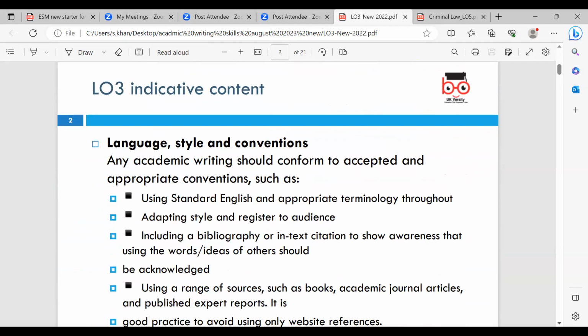Any academic writing should conform to accepted and appropriate conventions, such as using standard English and appropriate terminology throughout. So like we mentioned, Boniface, you mentioned earlier, that it's very important to use appropriate English because everyone's able to understand it. Also adapting the style and register to the audience, so get the audience involved.